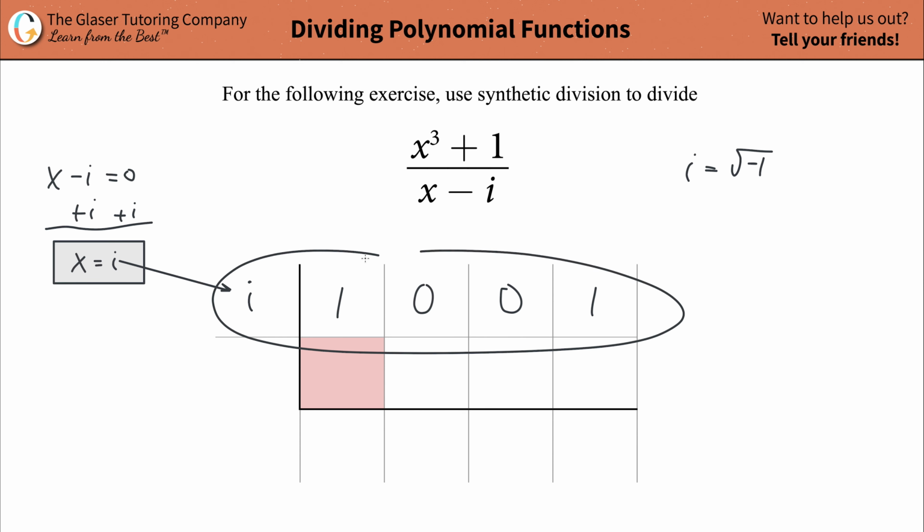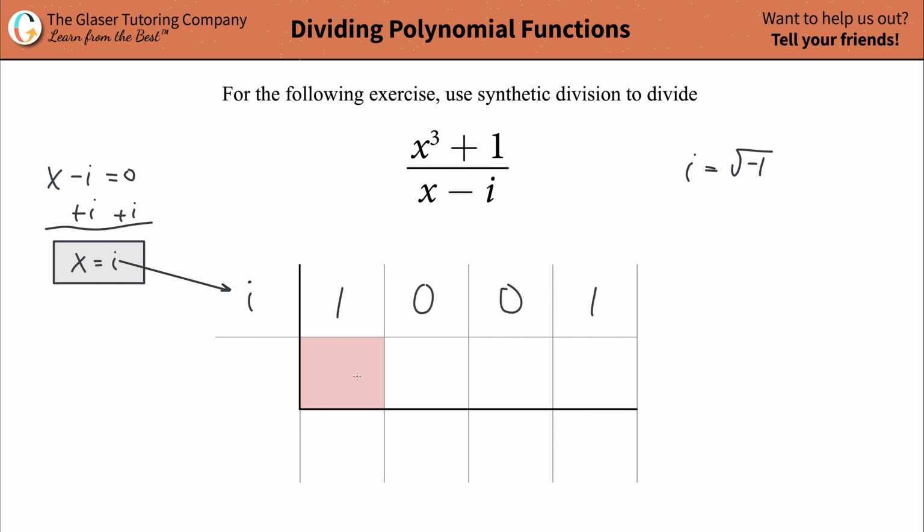Once you have the entire first row filled out, you can now follow the simple series of steps for synthetic division. Drop the 1 straight down. Take that value at the bottom, multiply it by the value on the outside for a total of i. Put it in the next adjacent cell there, add it together. 0 plus i is going to be i.